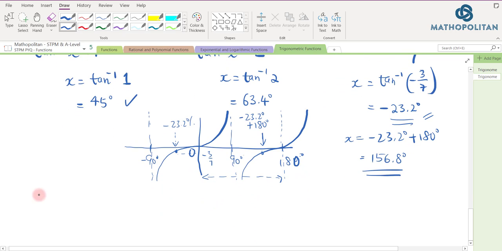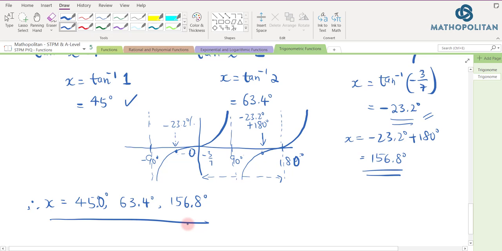Right, so finally we conclude our answer. x is equal to 45 degrees, 63.4 degrees, and also 156.8 degrees, and you can write this as 0 as well if you want to show it up to 1 decimal place. So that's how you solve this trigonometric function that involves tangent 3x.